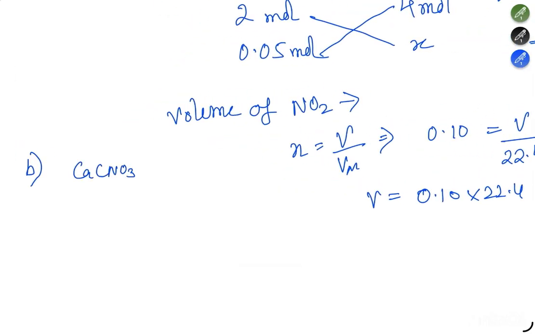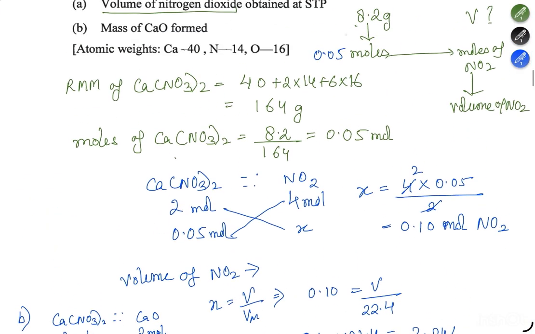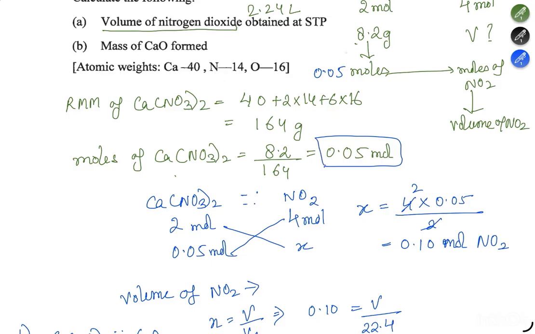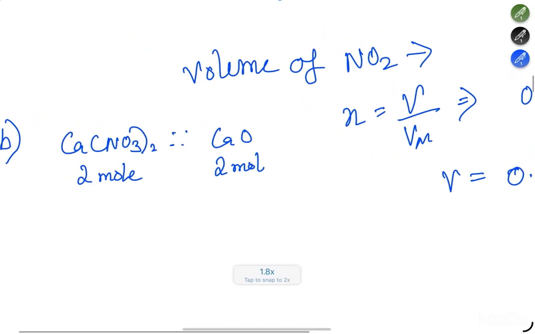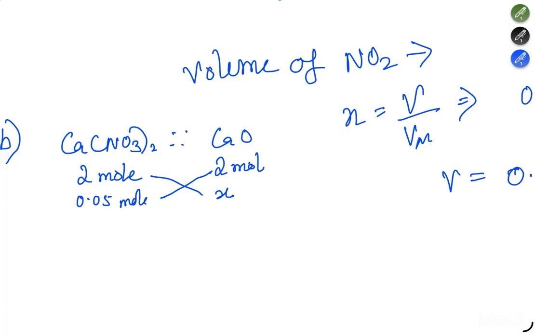Calcium nitrate is to calcium oxide. In my balanced equation, 2 mole of this produces 2 mole. But how many moles are there for 8.2 gram? This is 0.05. So 0.05 mole will be equal to how many moles of calcium oxide? We can do the crisscross method again. So X will be equal to 2 into 0.05 upon 2. So we will get 0.05 moles. So we got to know the moles of calcium oxide.